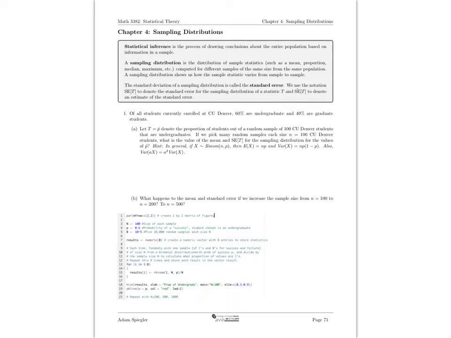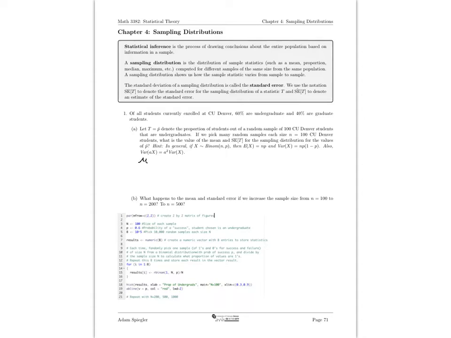So the example we looked at in class last time was the population where we have all CU Denver students. And we know from population data that 60% of students are undergrad, 40% are graduate. And so what we want to describe here is what would the sampling distribution for the proportion of students in a random sample, in this case of 100 students at CU Denver, look like? So first we can take a look at, well, what would the mean of this sampling distribution be?